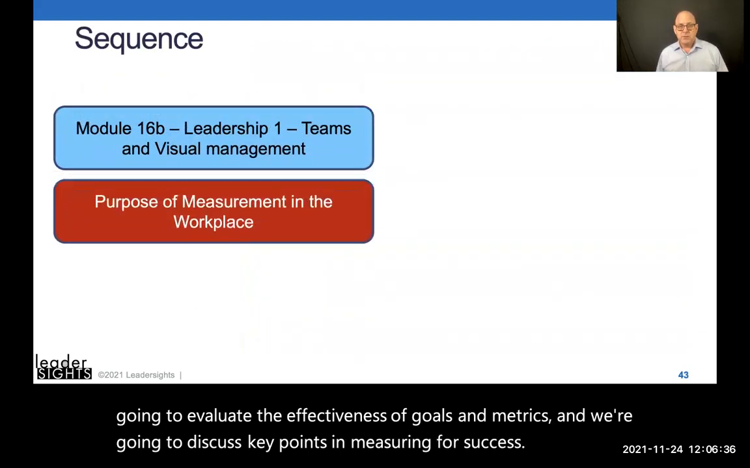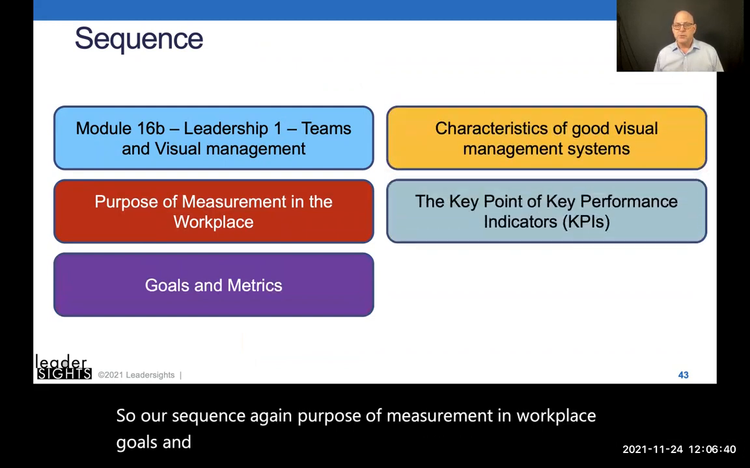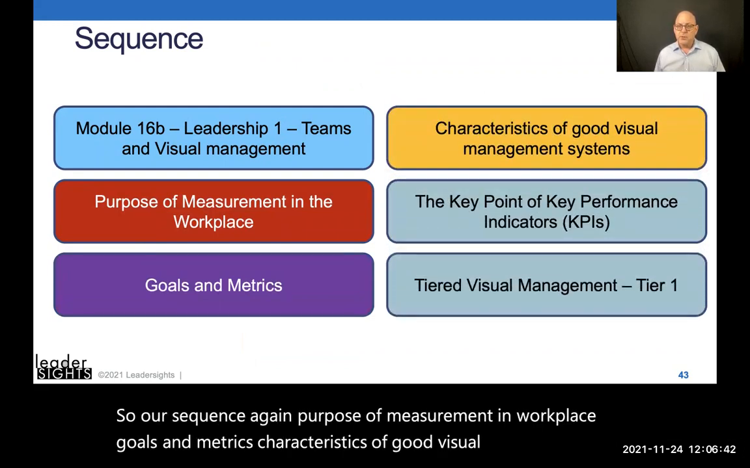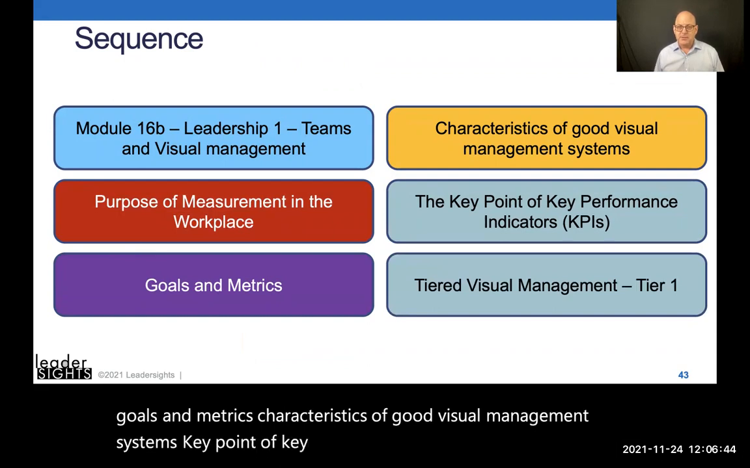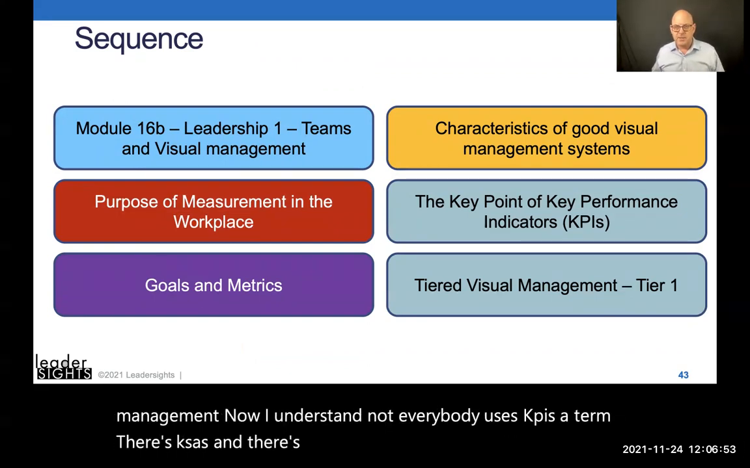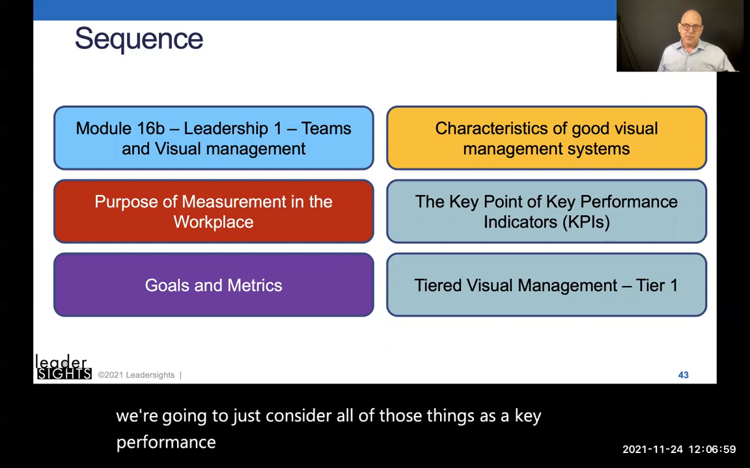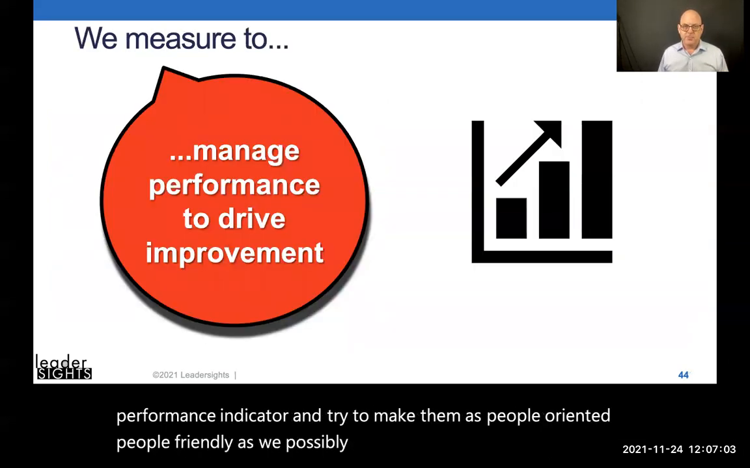So here's our sequence. Again, purpose of measurement in the workplace, goals and metrics, characteristics of good visual management systems, key points of key performance indicators, and tiered visual management. Now, I understand not everybody uses KPI as a term. There's KSAs and there's OCRs and there's all kinds of other things. We're going to just consider all of those things as a key performance indicator and try to make them as people-oriented, people-friendly as we possibly can throughout this discussion.